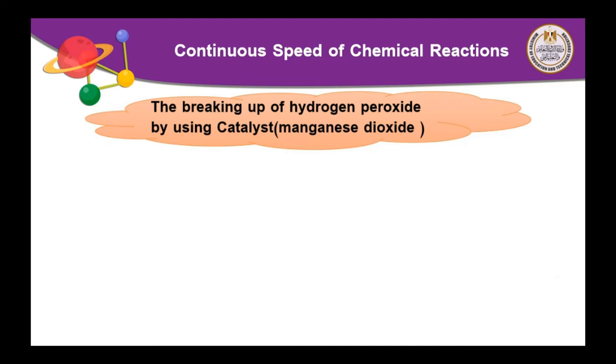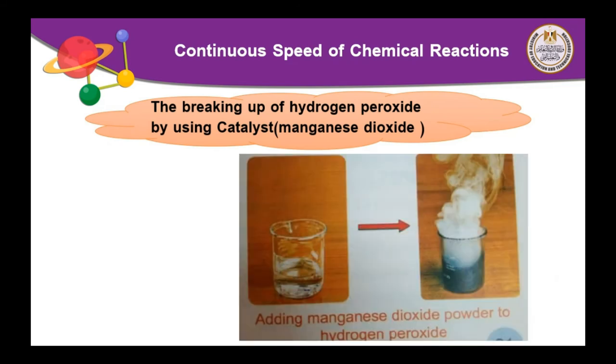Example of catalyst: the breaking up of hydrogen peroxide by using a catalyst that is called manganese dioxide. In front of you, you have a picture of hydrogen peroxide. Hydrogen peroxide is called oxygen water. So when I decompose hydrogen peroxide, it will form water and oxygen.